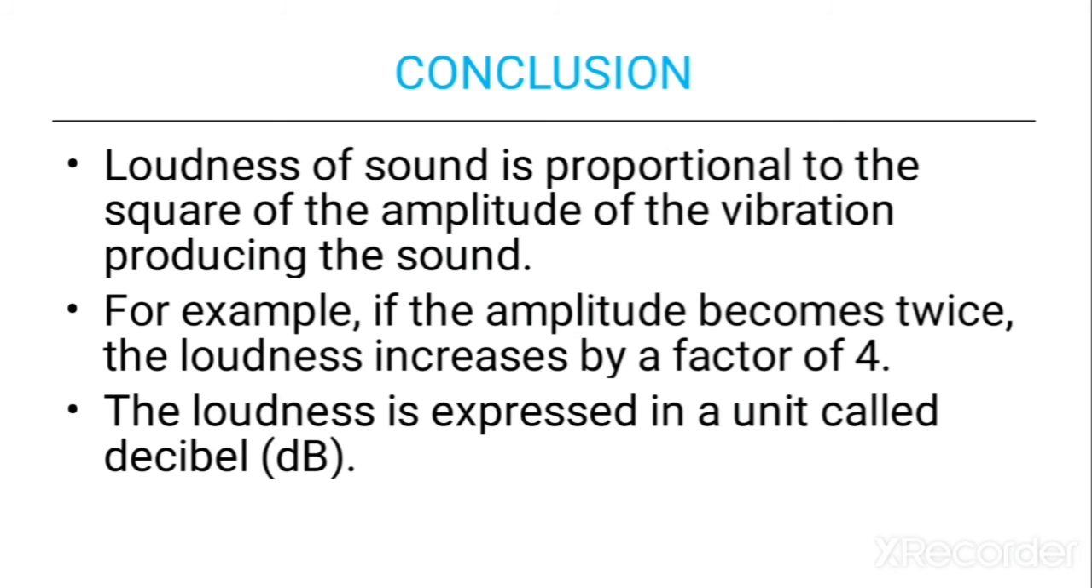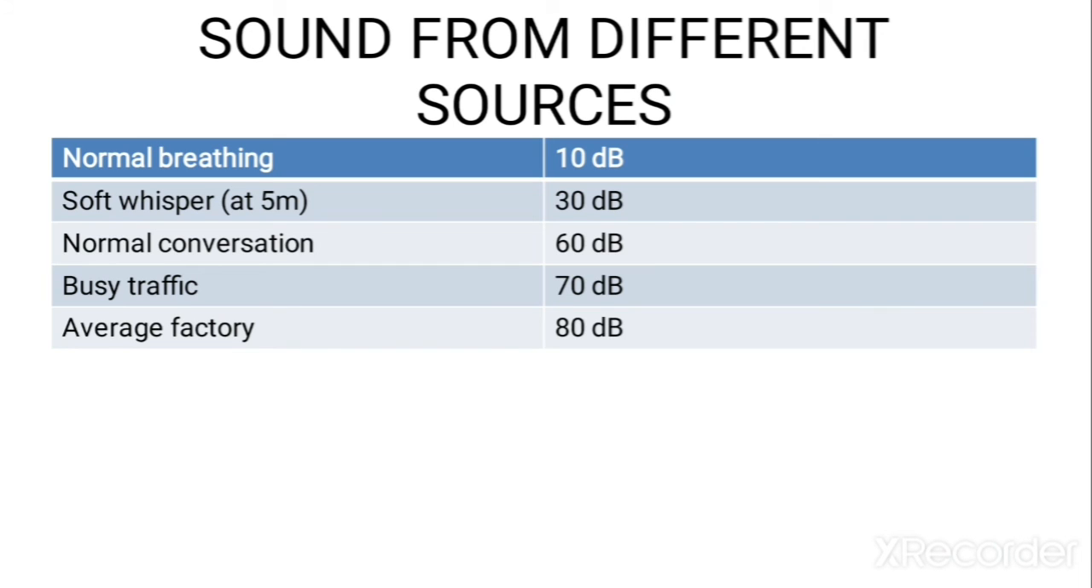Loudness is generally expressed in a unit called decibels. Now here there are some sources of sound. When you whisper in someone's ears, the loudness is 30 decibels. Normal conversation, like I'm now talking with you, the sound will be around 60 decibel. In busy traffic, the loudness is more, it is 70 decibel. In a factory, for example, the loudness is 80 decibel.